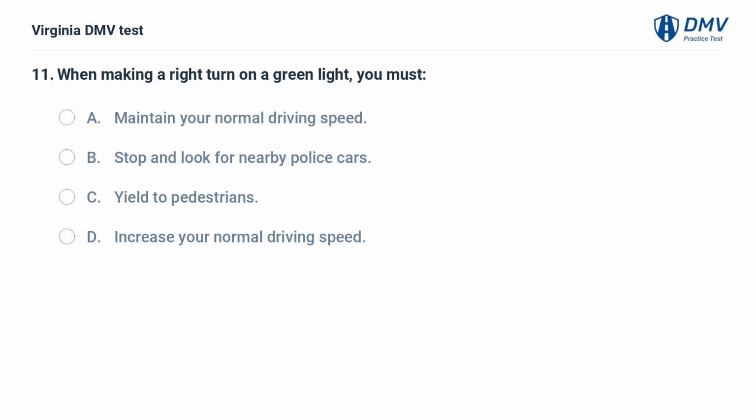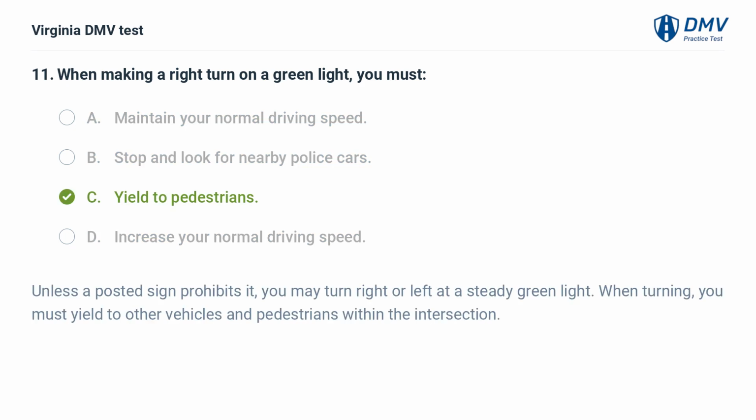When making a right turn on a green light, you must A. Maintain your normal driving speed. B. Stop and look for nearby police cars. C. Yield to pedestrians. D. Increase your normal driving speed.